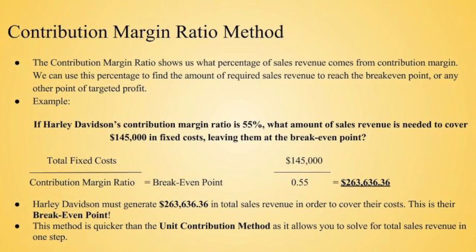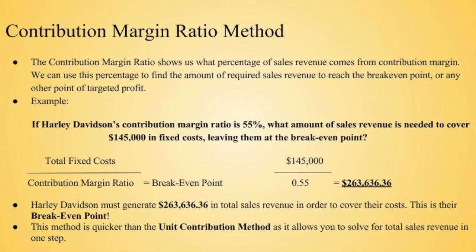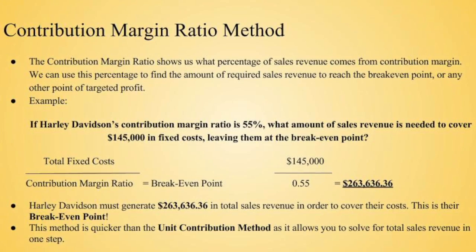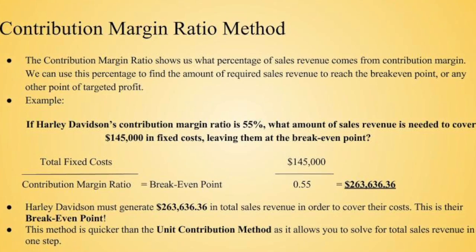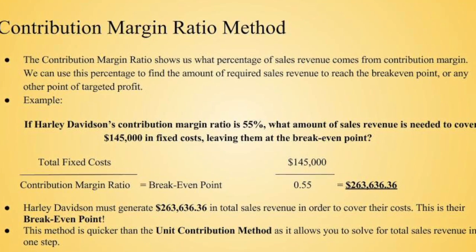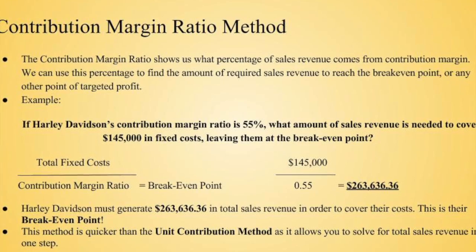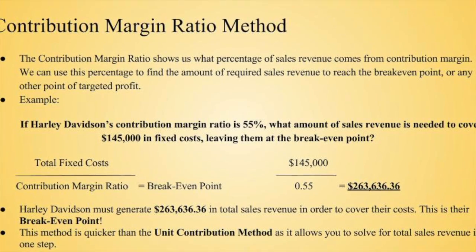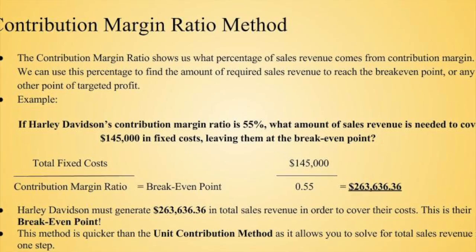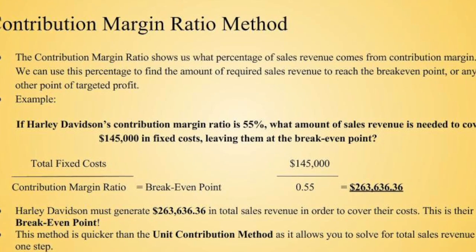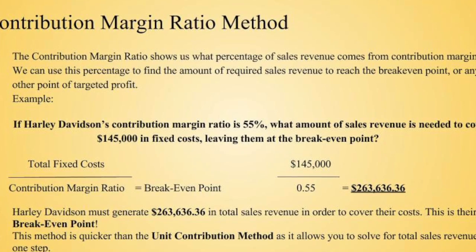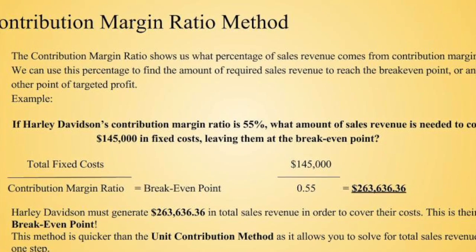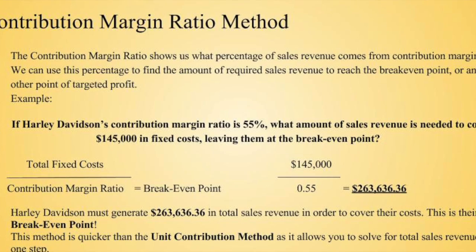On the left, we see the basic formula for calculating the break-even point using the contribution margin ratio. It reads as follows: total fixed costs over contribution margin ratio equals the break-even point. On the right, we will plug in the data values to calculate Harley-Davidson's break-even point. $145,000 of fixed costs over 0.55, which is 55%, equals $263,636.36. Therefore, Harley-Davidson must generate that amount of total sales revenue in order to cover their costs. This is their break-even point.